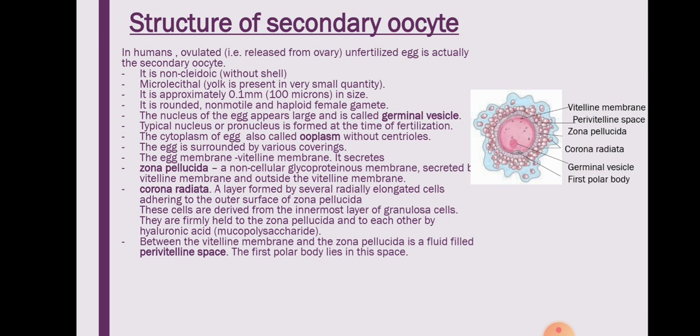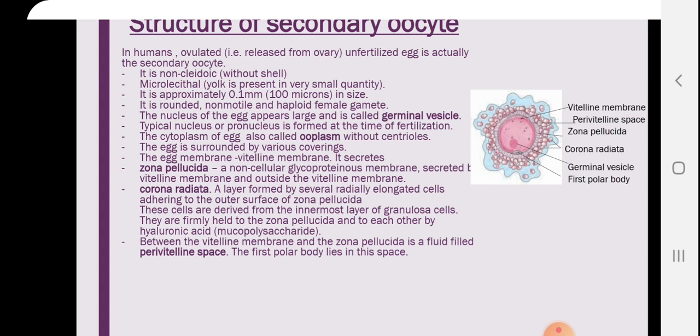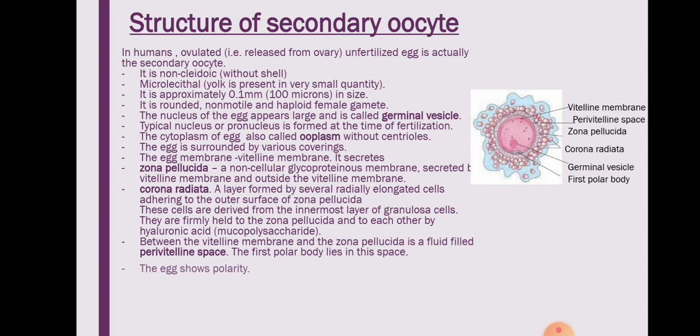Between the vitelline membrane and the zona pellucida, there is a fluid-filled cavity called the perivitelline space, and the first polar body lies in there. The inner is the vitelline membrane and outer to it is the zona pellucida. The space between is called the perivitelline space. The first polar body is present in there.